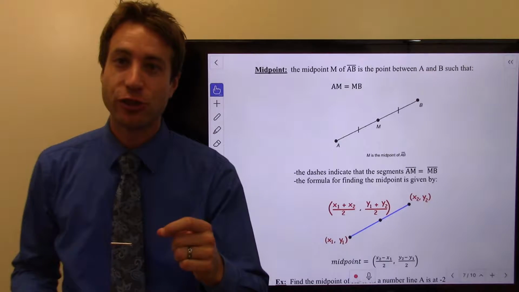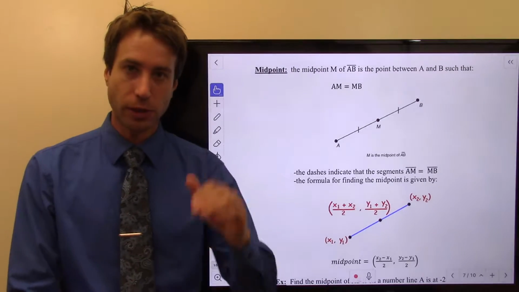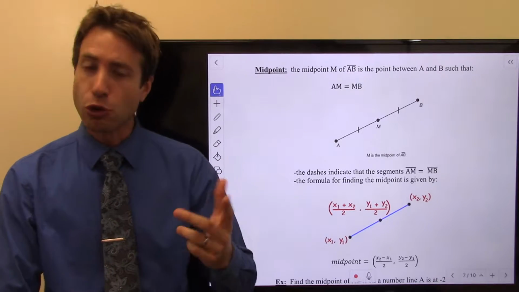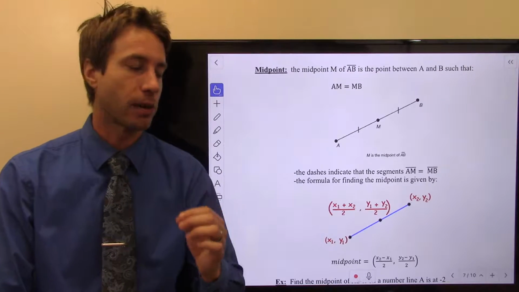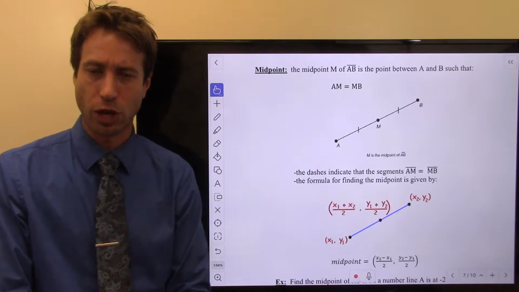Hi guys, welcome to this page of the notes. What we're going to do is begin taking a look at the midpoint formula. We just looked at the Pythagorean theorem and the distance formula on the previous page. We'll talk more later about how those two are related. The distance formula comes straight from the Pythagorean theorem, and I'll show you that in a later section.